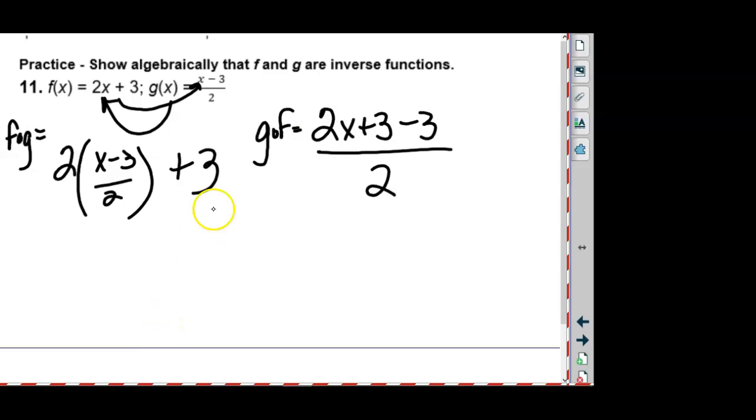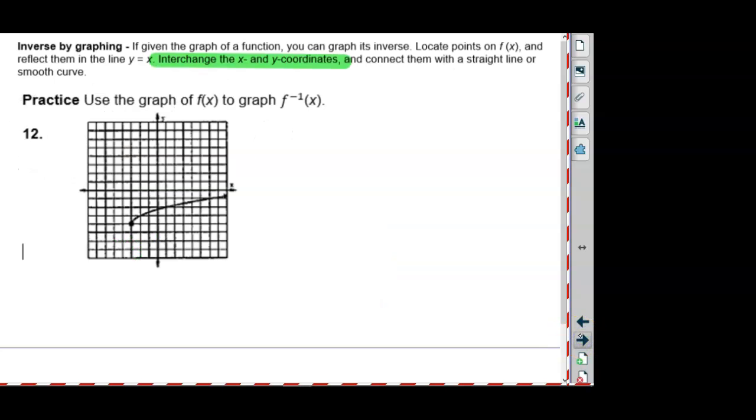Do they undo each other? First, this would cancel here, so you'd get an x minus 3 plus 3. On this guy, you would do the top first, and you'd end up with 2x over 2, which is also just x. That's proving that they're inverses. I shouldn't have taken time to do the early one. I forgot there was one on here. Okay, you have to do this on the quiz.